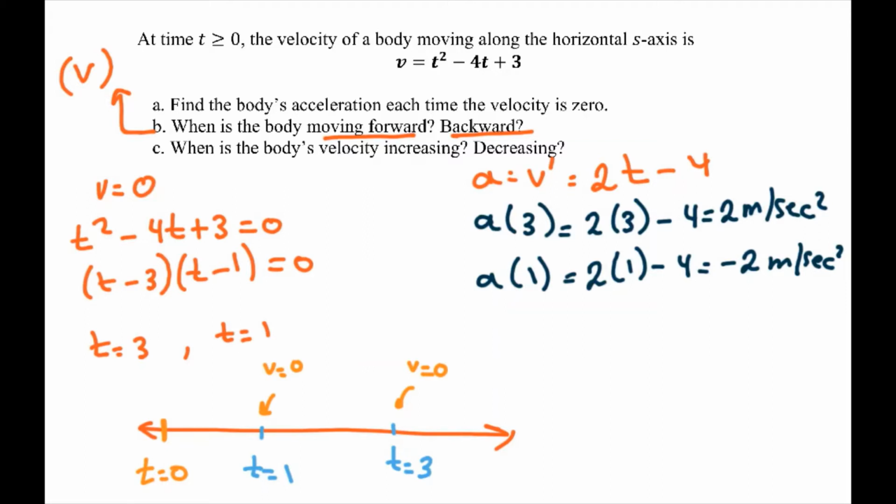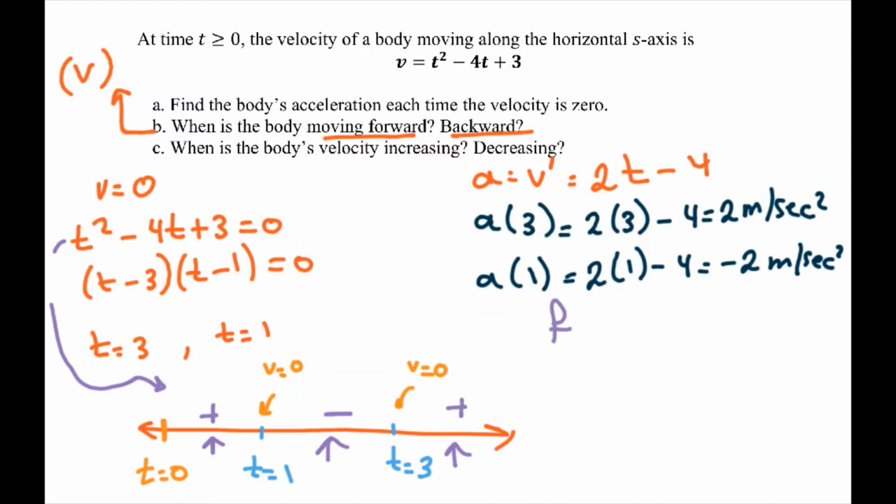We need to test points here, here, and here. Any point. So give me any number between 0 and 1. You can take 0.5, substitute it in the function here. If you substitute 0.5 in the function, you are going to get a positive number. If you substitute a number between 1 and 3, like 2, you are going to get a negative value. And anything above 3, you will get positive.